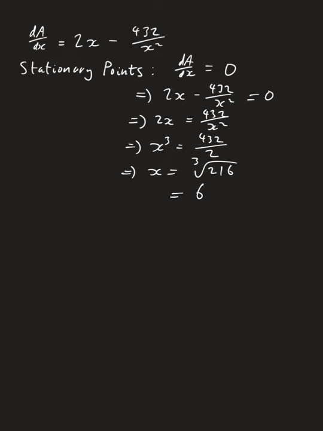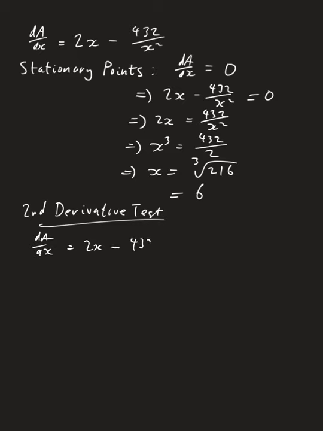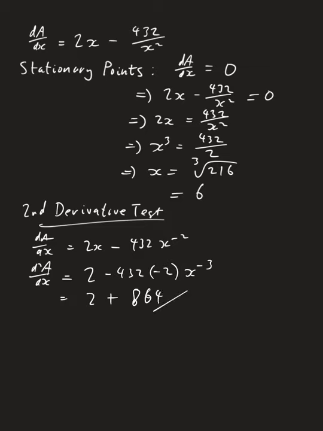So let's find out. Second derivative test. dA/dx was equal to 2x minus 432 times x to the minus 2. So for the second derivative, we differentiate that again. We get 2 minus 432 times minus 2 times x to the power minus 3. So that's equal to 2 plus 864 divided by x cubed. It's pretty clear that this is going to be positive because we have two positive numbers. But let's just pop in our value for x to check.